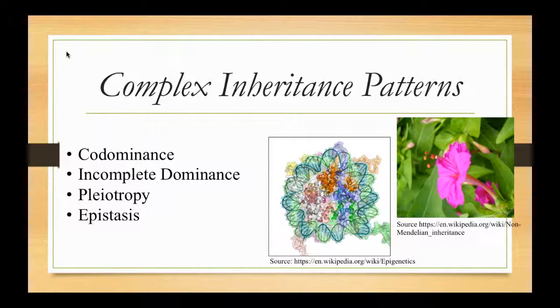And so what are complex inheritance patterns? Simply, these are traits that have a genetic component, but they do not follow strict Mendelian inheritance. They may involve interactions of 2 or more genes together, or might also have a gene interacting with the natural environment. So simply, these are the traits against the Mendelian inheritance pattern.